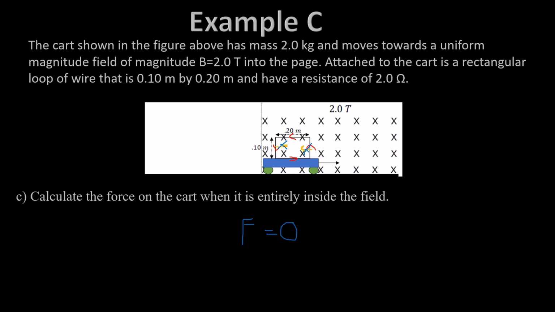Now, eventually, the positive charge here is going to try to move up, and then you're going to get the current to cancel out, so the current will actually drop to 0 as well. But the force for the entire time that the cart's in the field, the force will be 0, so it'll move at constant velocity once the entire cart enters the field.